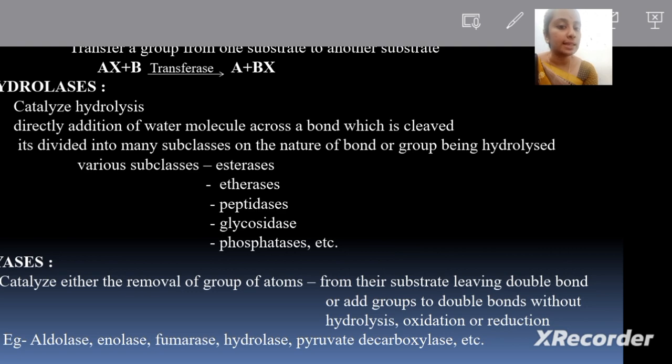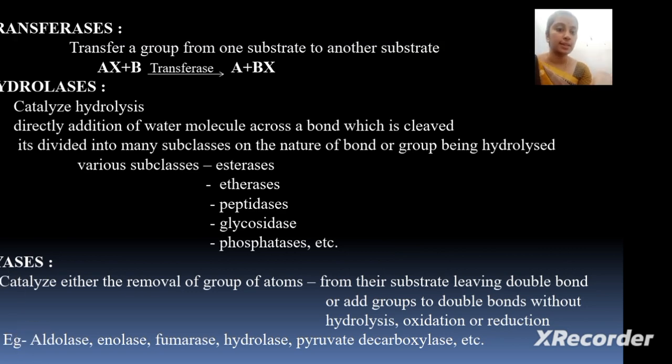Then the lyase. Lyases are enzymes which catalyze either the removal of a group of atoms from their substrate, leaving double bonds, or the addition of a group to double bonds, without hydrolysis, oxidation or reduction. Examples: aldolase, enolase, fumarase, pyruvate decarboxylase, etc. In the lyase, the enzyme does not carry out hydrolysis, oxidation or reduction.